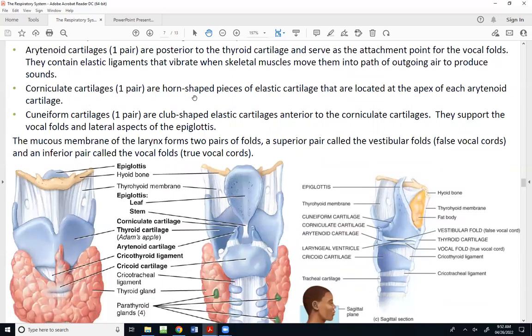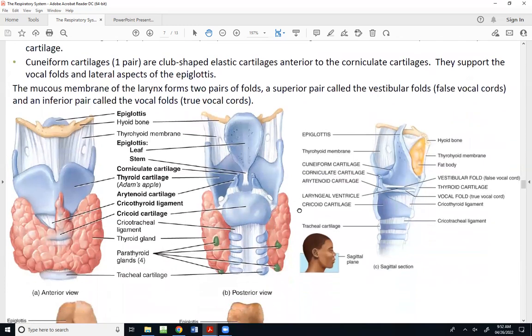They are horn-shaped pieces of elastic cartilage attached to the apex of each arytenoid cartilage. And then the cuneiforms we aren't going to be able to find in these 2 images, because they're only visible in the sagittal section, but they are club-shaped elastic cartilages anterior to the corniculates, and they support the vocal folds and lateral aspects of the epiglottis. The mucous membrane of the larynx forms 2 pairs of folds: a superior pair that we call the vestibular folds or false vocal cords, and an inferior pair, which we call the vocal folds or the true vocal cords.